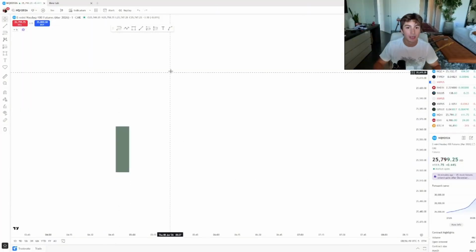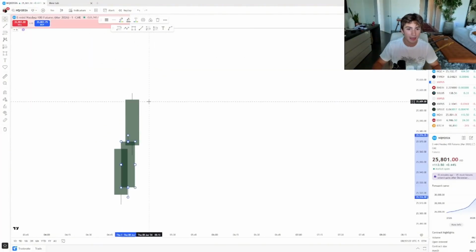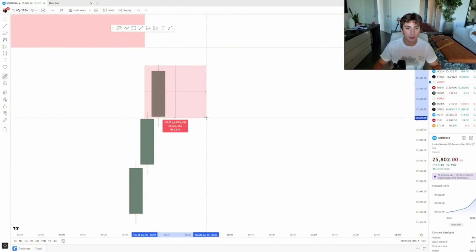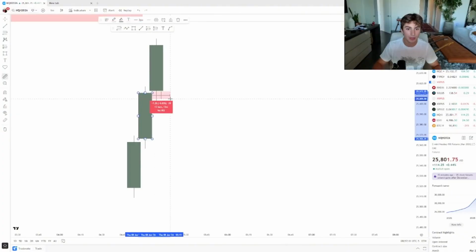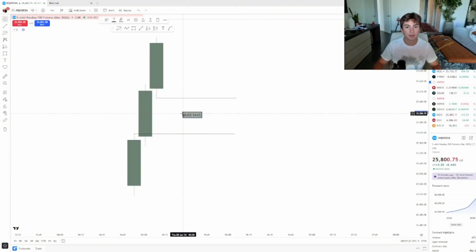On this episode, I'm going to be going over fair value gaps. I believe this is one of the core concepts of the way I trade. A fair value gap is a 3-candle sequence in which the wicks of candle 1 and 3 do not meet. If we look at candle 1 here and candle 3, we see that the bottom of candle 3 and the top of candle 1, the wicks don't meet. When the wicks don't meet, we create a fair value gap.